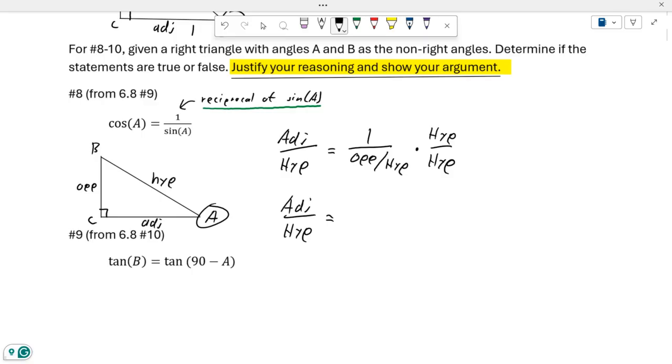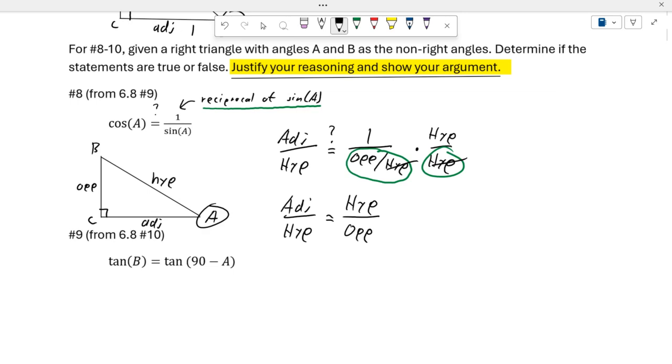Then on the right, my numerator is 1 times hypotenuse, which is just my hypotenuse. And my denominator is opposite over hypotenuse times hypotenuse. Those cancel, because one's being divided and one's being multiplied, so my denominator simplifies to opposite. Oh, and I should say this is a question mark. Is this true or not? That's the thing we're trying to find.